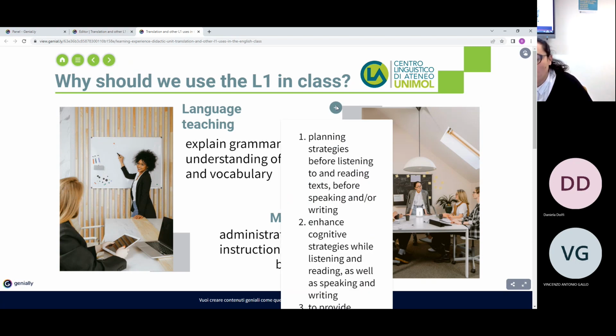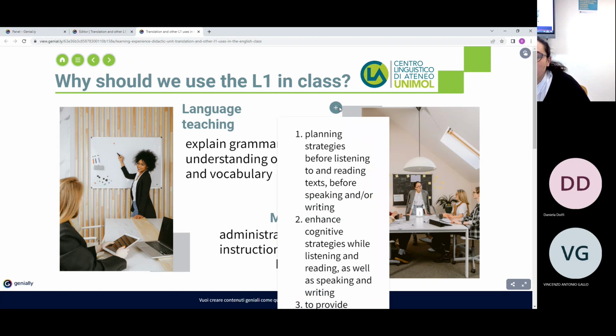So I wanted to talk about many more things and many more uses. These are just some that came to my mind. So to present grammar, okay. To check understanding, per controllare se qualcuno ha capito. Actually, you could use the L1 in class and translation, but let's keep it to L1 for now.